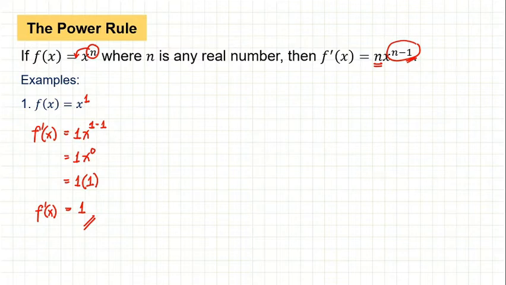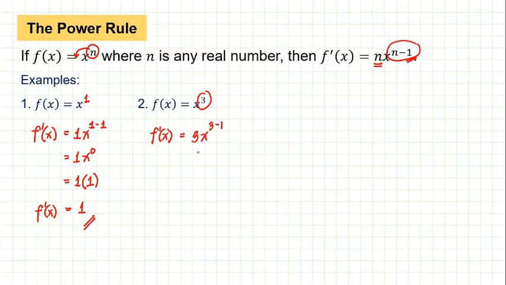Okay? Now, let's have number 2. We have f of x equal to x cubed. Now, x cubed is of the form x to the power of n, where our n is equal to 3. So according to the power rule, we will just bring down 3, right? So that will become 3 times x to the power of 3, always subtract 1. And this will now be equal to 3x to the power of 2, or 3x squared. And this is now our derivative.